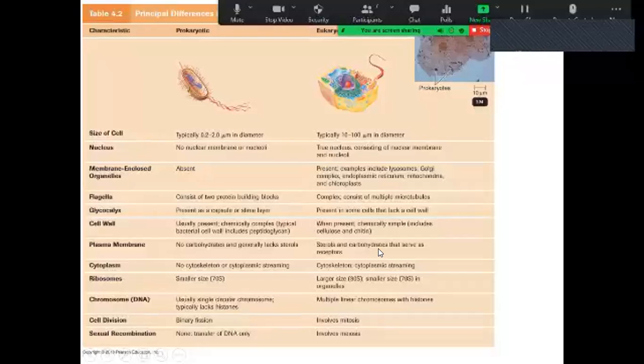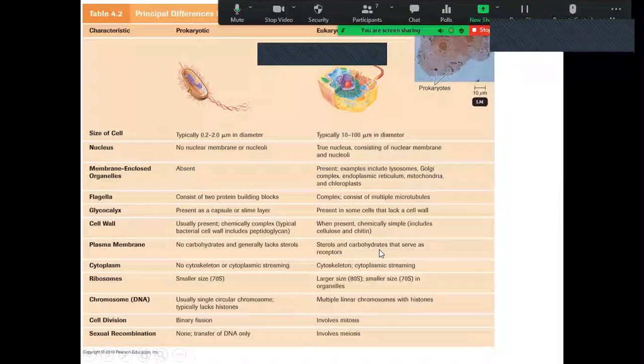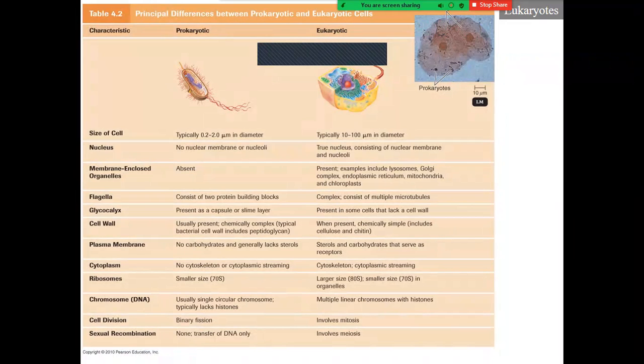All right. The cell wall, if it's present, is usually complex in a prokaryotic cell. In a eukaryotic cell, the cell wall, if it's present, is chemically simple. Like plant cell walls, they're very simple cell walls made of cellulose, and that's about it. I will talk a little bit more about the complexity of the prokaryotic cell wall in a little bit.